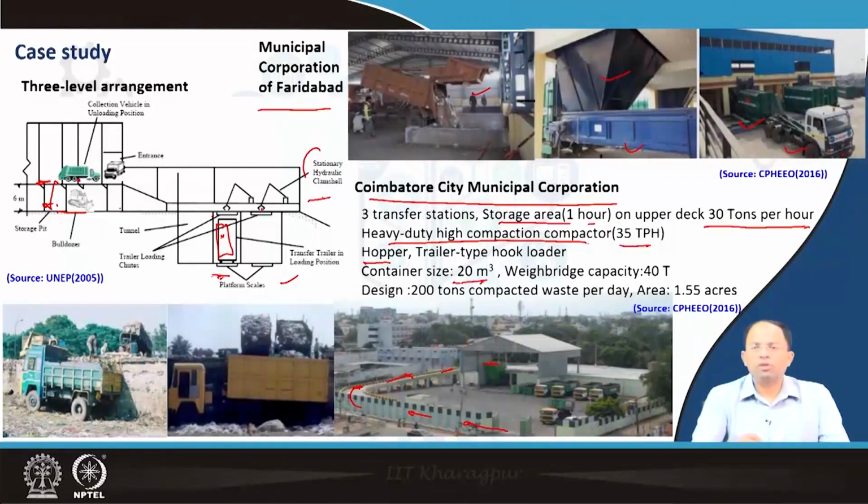The size of the container is 20 meter cube, and this could be lifted by a trailer type hook loader into the vehicle. And a weighbridge is also there, which is of capacity 40 tons, that can weigh that particular container and the vehicle. The overall design is for 200 tons of compacted waste per day. And the area required for this site is around 1.55 acres.